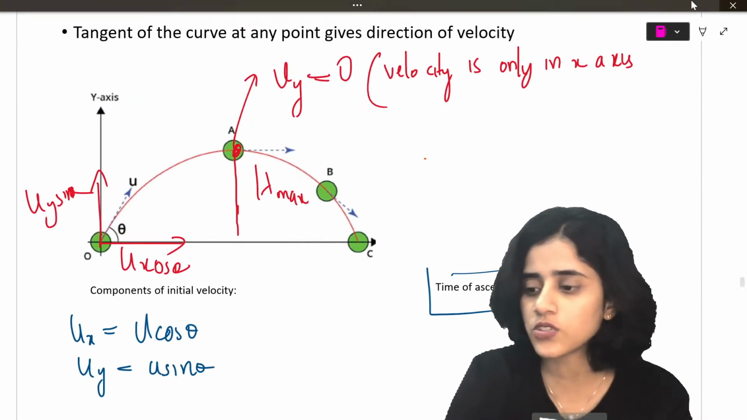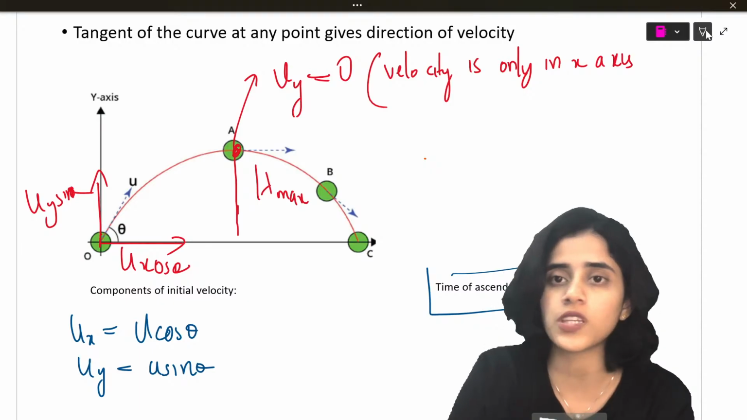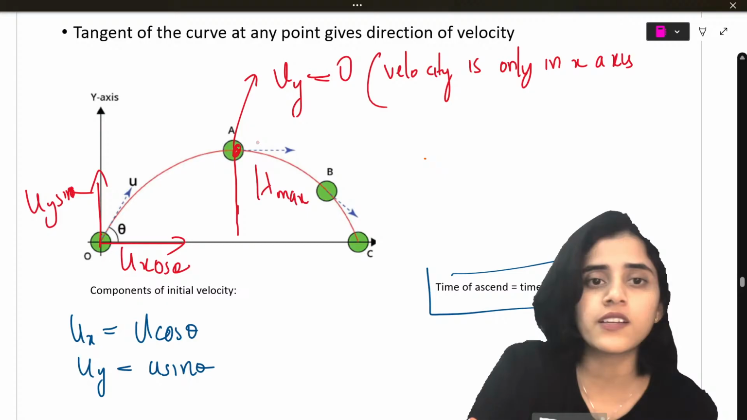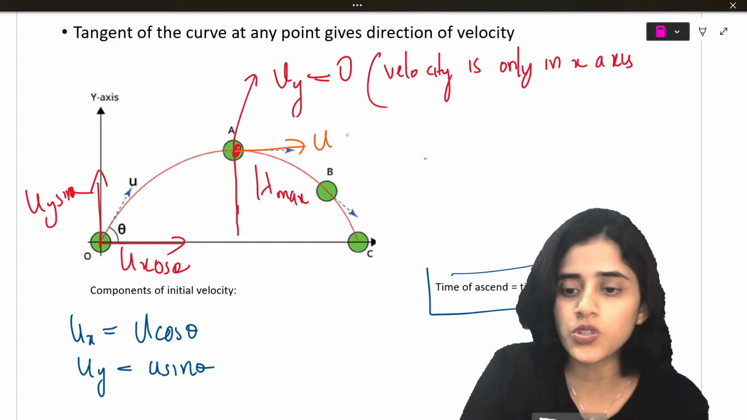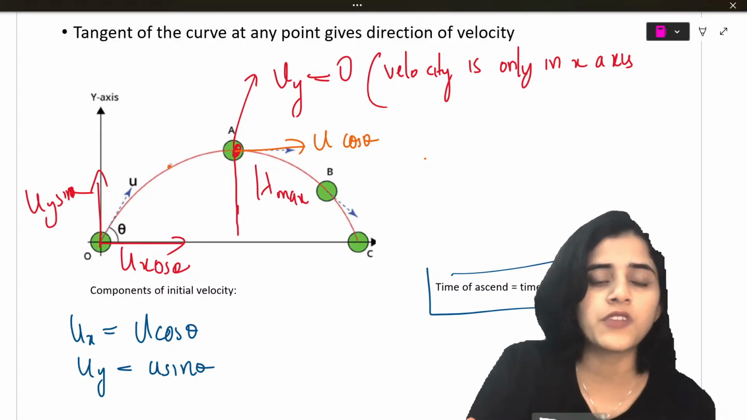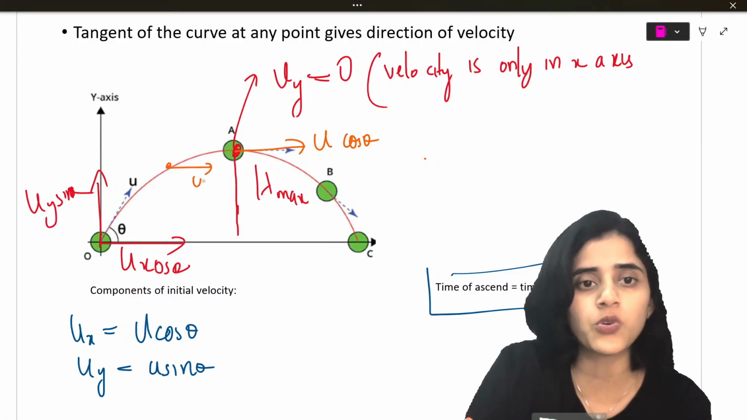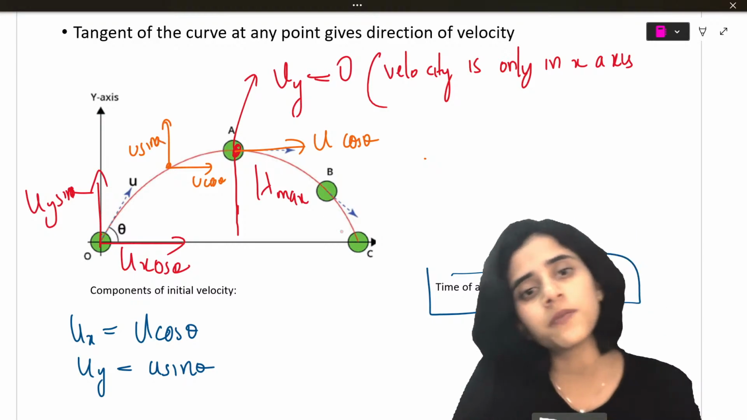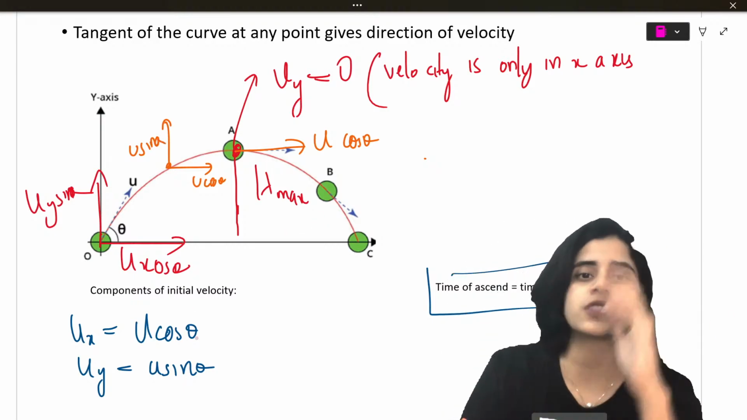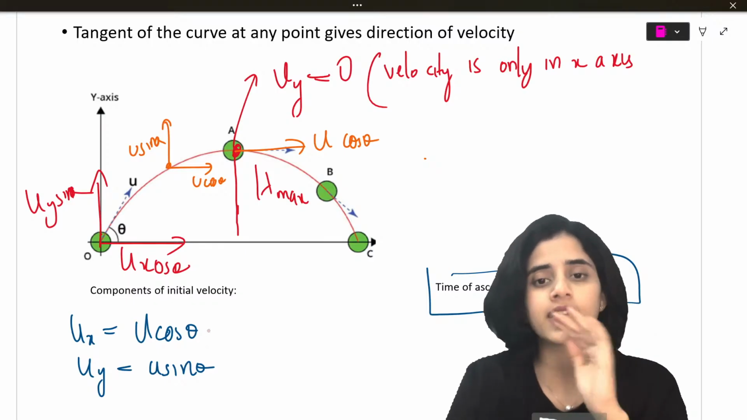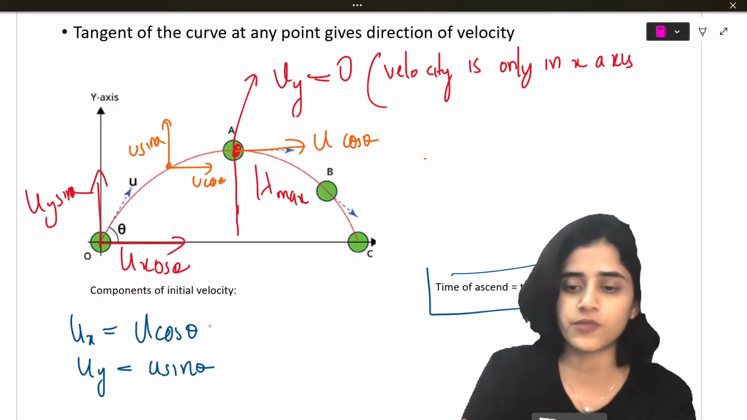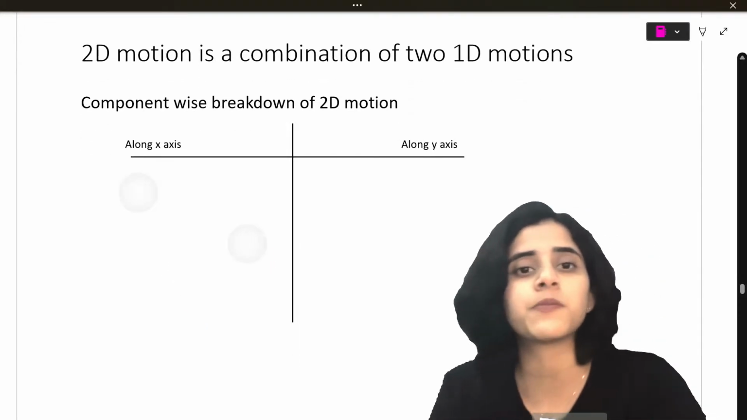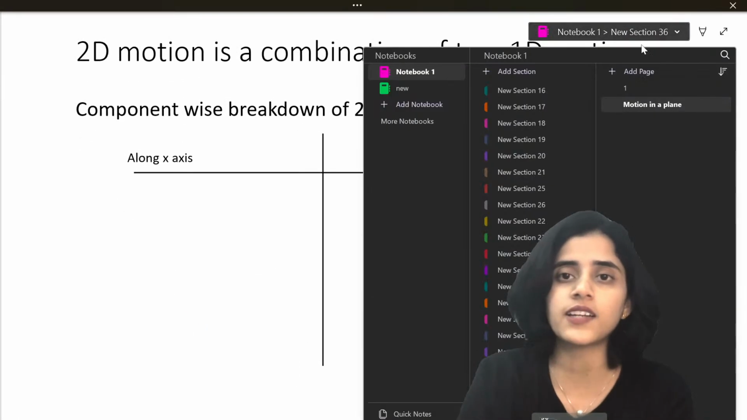So, here I can also tell you one more important thing. Here, this is u cos theta only. But if you take this point, you'll have u cos theta and u sin theta. Any other point you take for velocity, you will have u cos theta and u sin theta. Only at point A, it will be u cos theta alone. So along x-axis and y-axis, let us break down what are the different motions that are taking place.